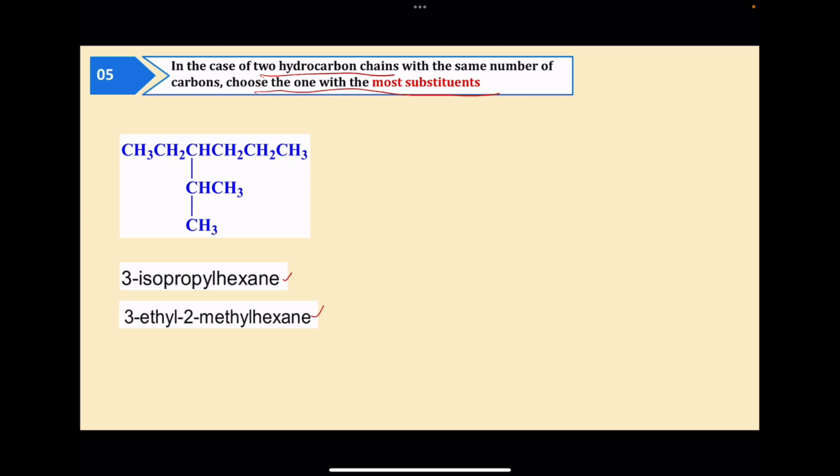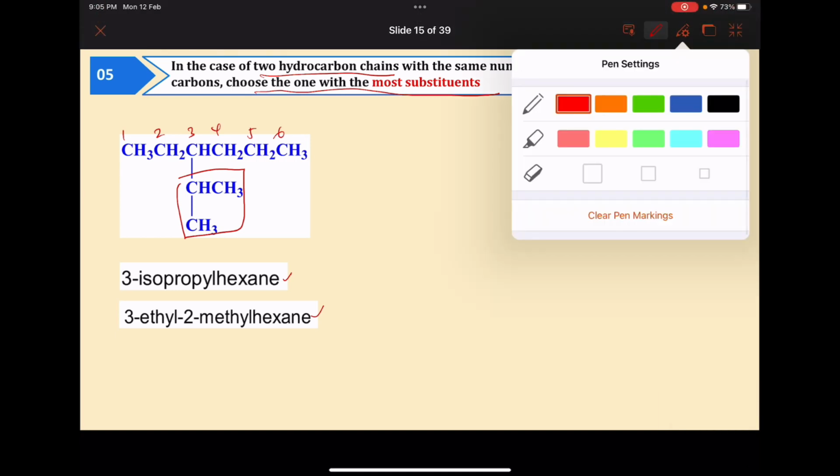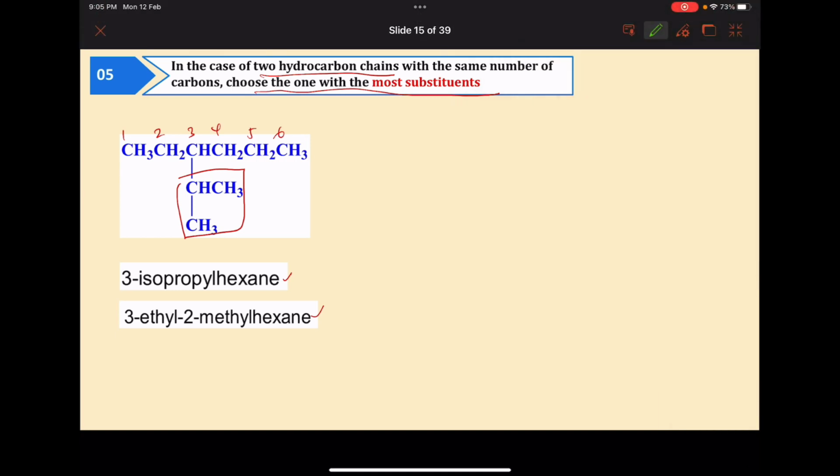So let's see, for 3-isopropylhexane, 1, 2, 3, 4, 5, 6. This here is the isopropyl. And then how about the second name? How can we get the name? The name 3-ethyl-2-methylhexane we can get through this one. If we start counting the carbon from this one, 1, 2, 3, 4, 5 and 6.